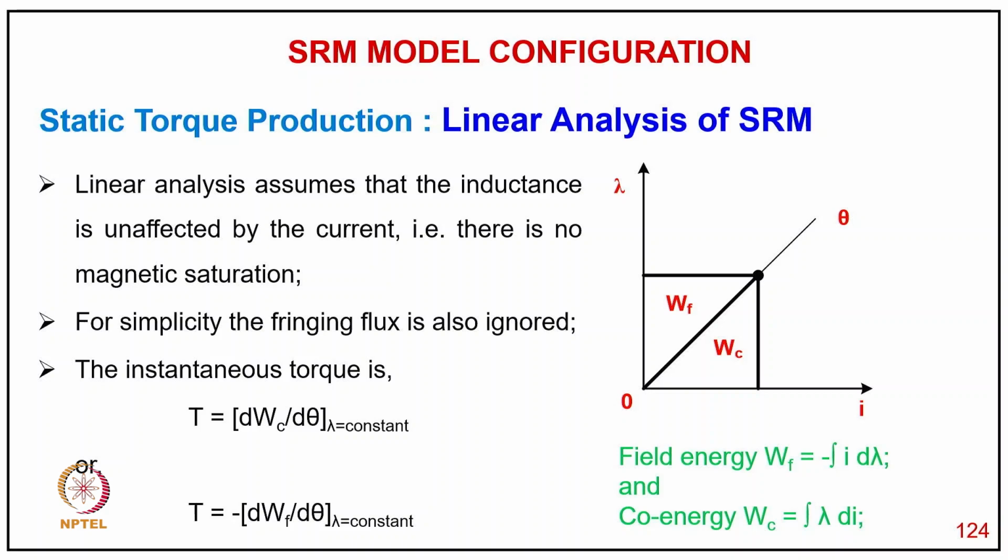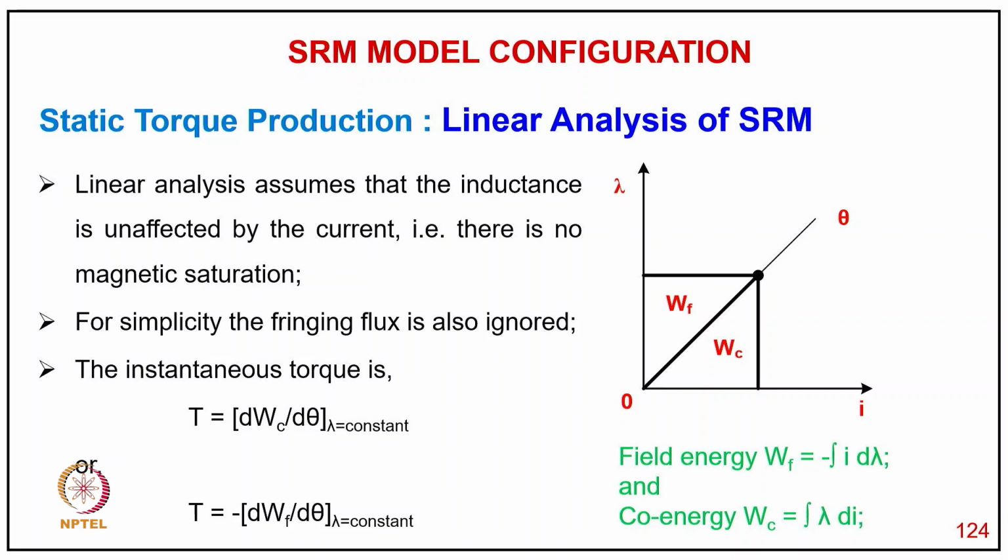So now coming to the SRM model configuration, static torque production in linear analysis. As you can see in the diagram, we have a characteristic of lambda versus I at a particular theta, where WF is the stored field energy, the integral of I dλ, and the co-energy WC is the integral of λ di. The linear analysis assumes that the inductance is unaffected by the current, that is, there is no magnetic saturation, and for simplicity the fringing flux is also ignored.